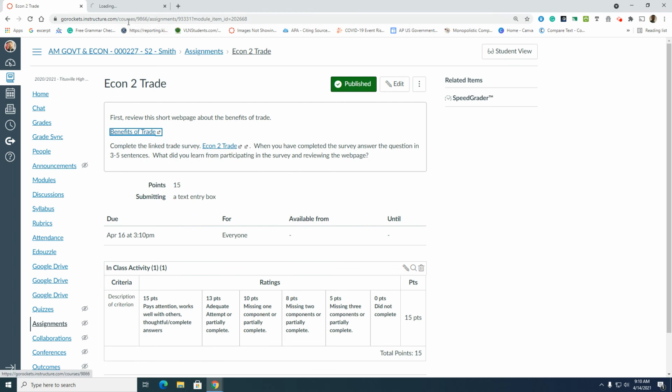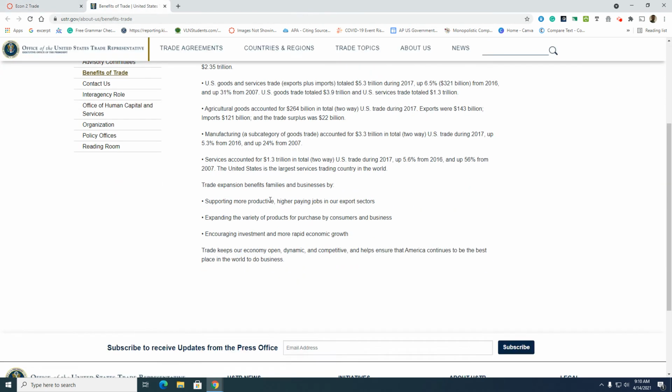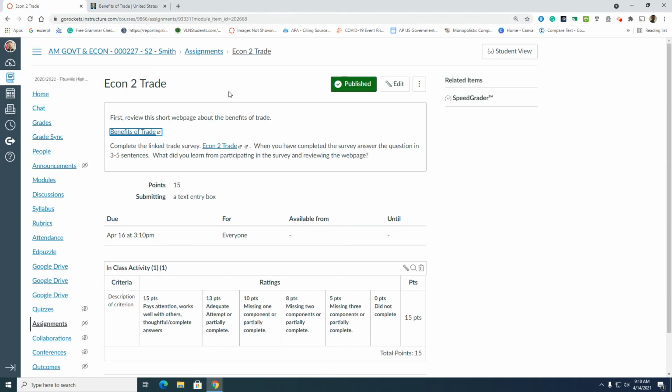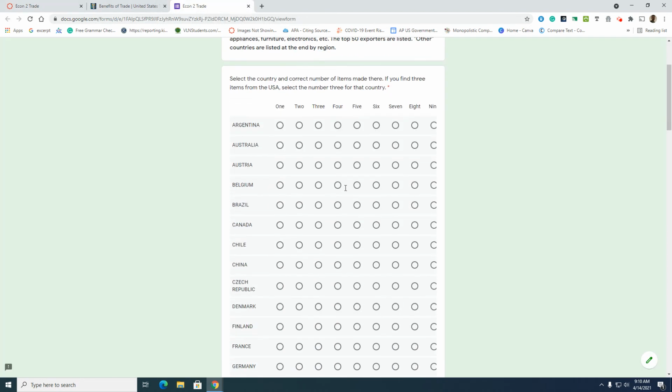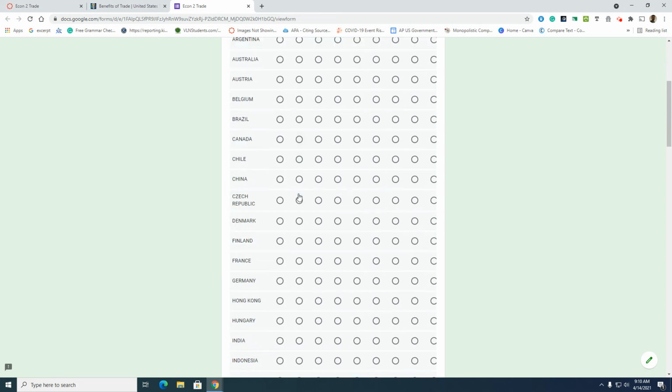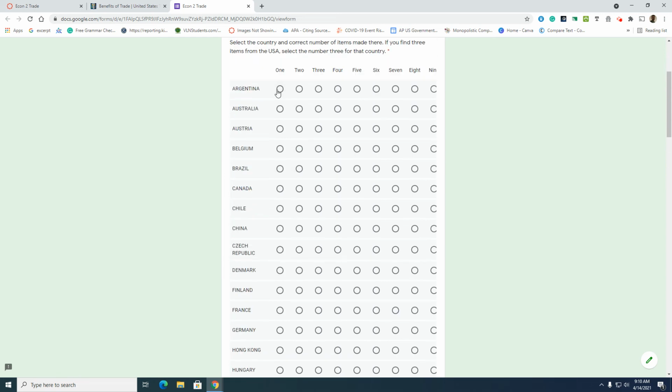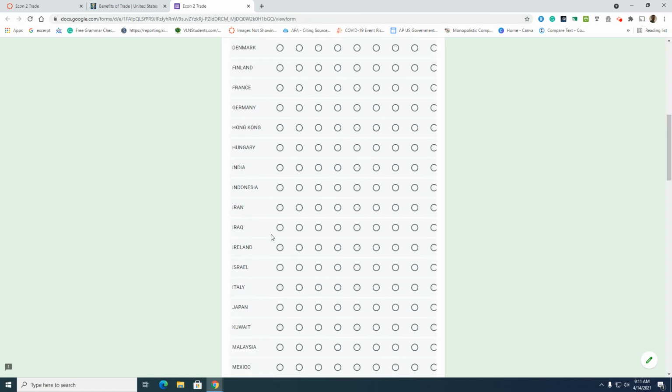So first, look at this website that talks about the benefits of trade. This is from the U.S. Trade Representative Office. And then open up the activity here, which is a survey. It asks you to find 10 items in your household and where they're made. The most popular countries are here. So for instance, if you find 5 items from Austria, you would click this right here.